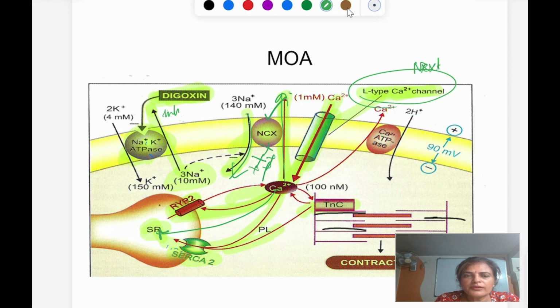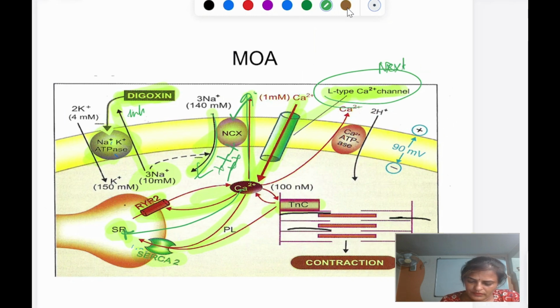It is a very important question in the MBBS paper: write the mechanism of action of digoxin, how it acts in CHF, or digoxin in CHF. You are supposed to write all the steps, and if you can draw the diagram and memorize it, it will be easy to write.